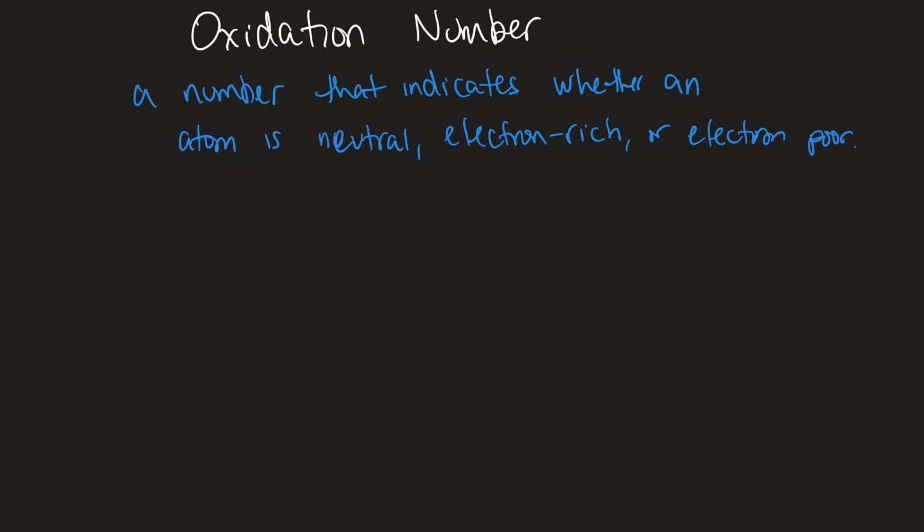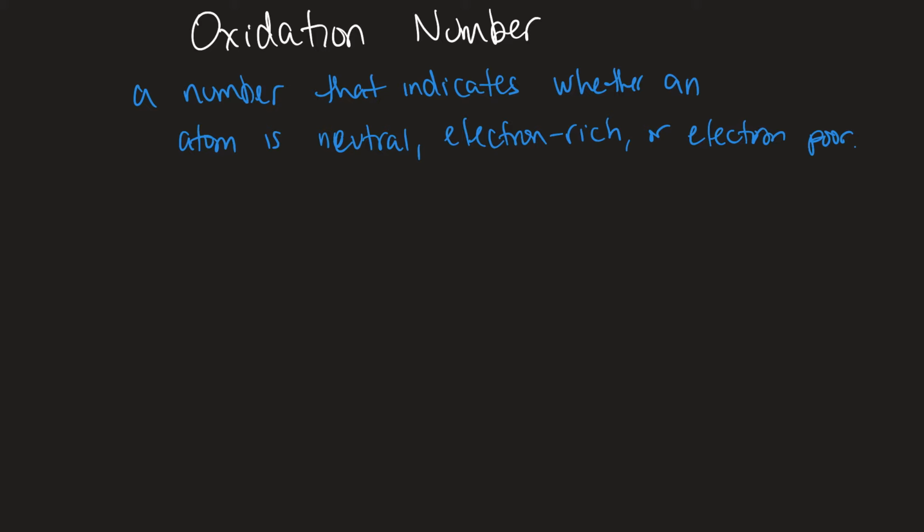So one way for us to figure out the reduction, the redox reactions, we tend to look at oxidation number. Now, oxidation number basically indicates whether an atom is neutral, electron rich, or electron poor. That's essentially what it is. All right, and so I'm going to go through how we could determine oxidation numbers for atoms.